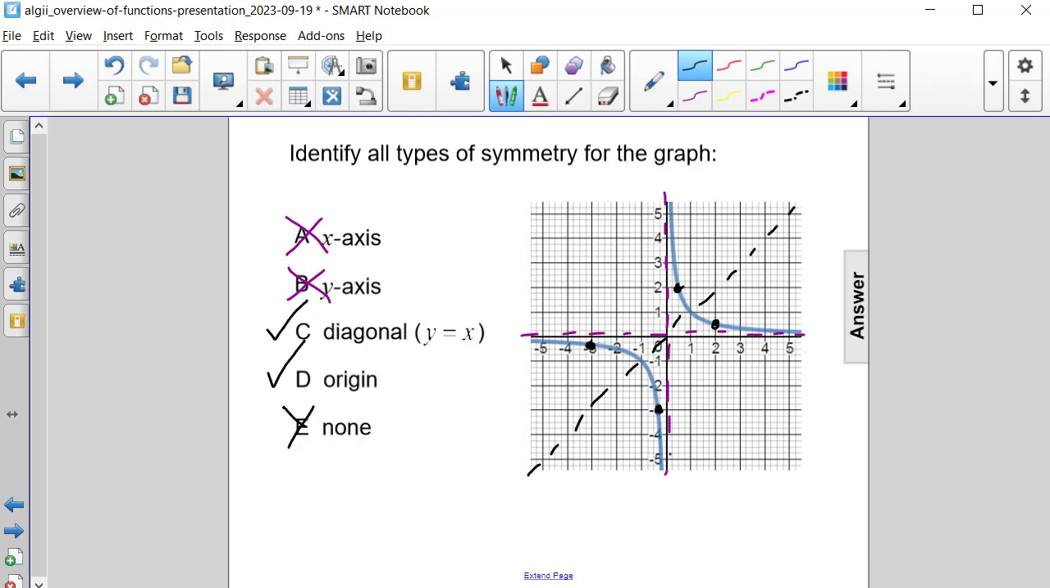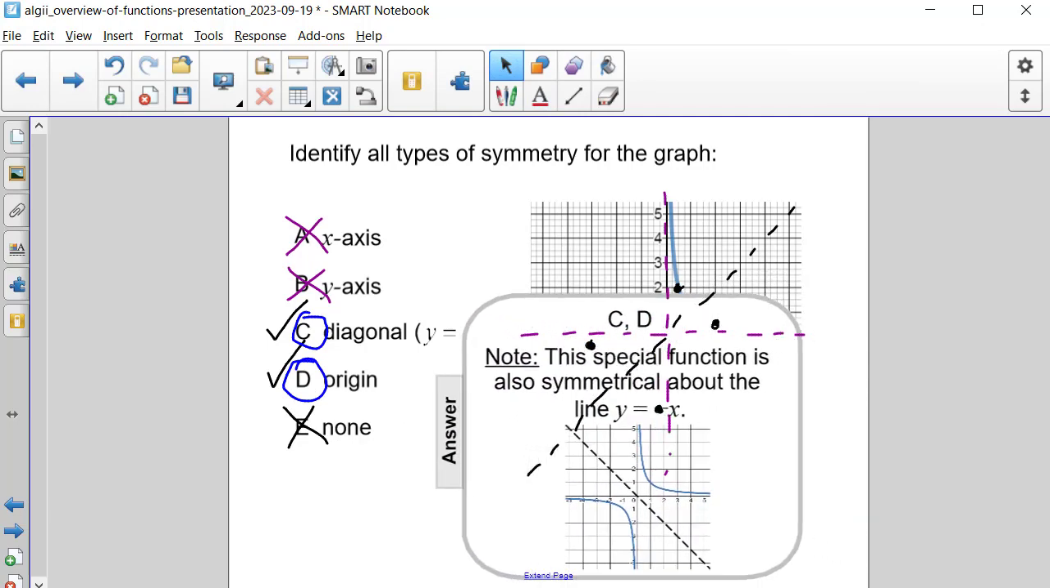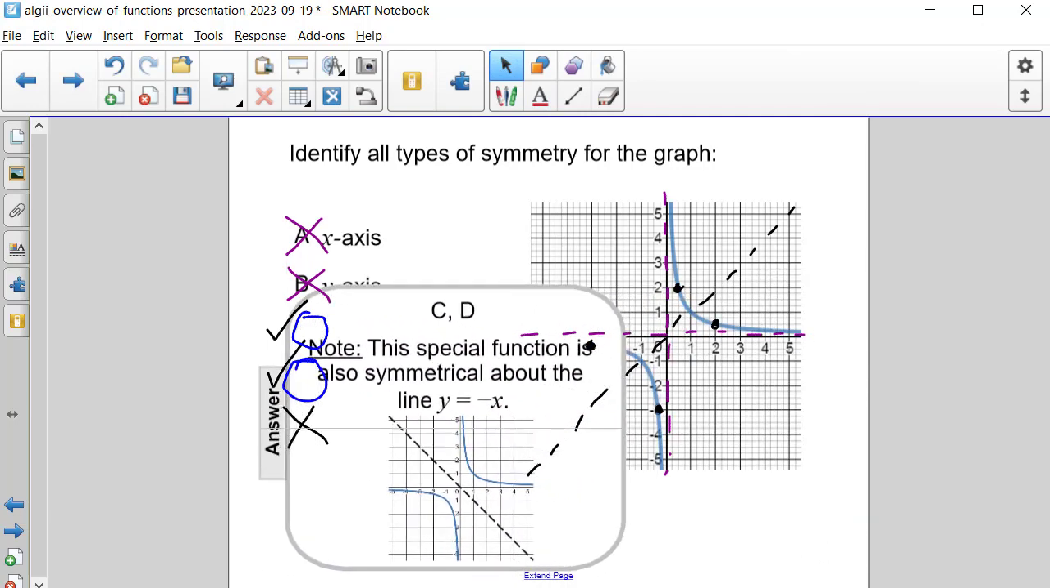So it's clearly not none of these, because we already have these two answer choices: C, the diagonal y equals x, and D, the origin. It's also worth noting that this special function is also symmetrical about the line y equals -x. If you were to reflect this function about that line, it would map onto itself.